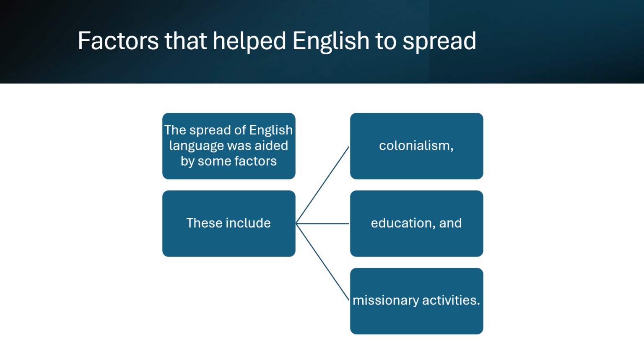What are the factors that actually helped English to spread? So we're looking at the major factors, and we are looking first at the factor of colonialism. You have the factor of education, and we have the missionary activities.